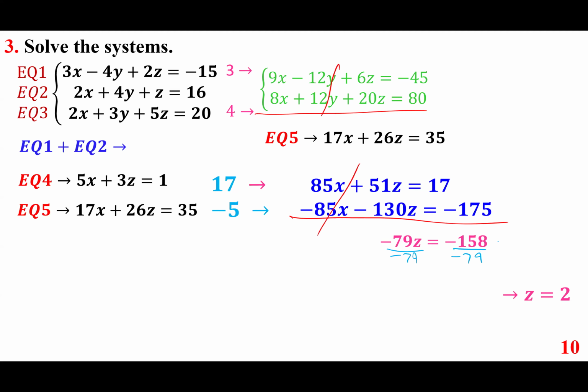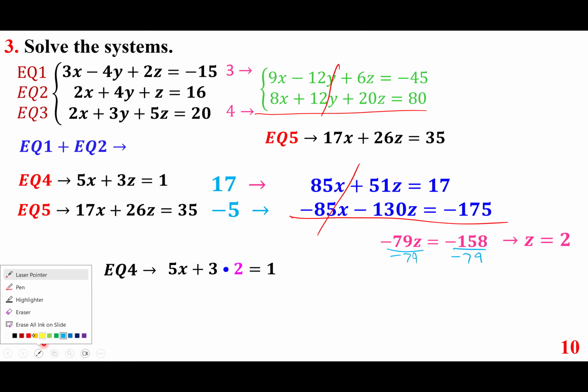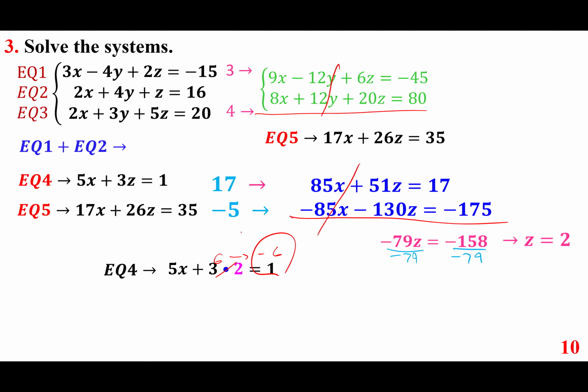And z becomes 2. Now, you have to go back to either equation 4 or 5. For example, equation 4, 5x plus 3 times 2 equals 1. So this is 6. Take it to the other side, becomes negative 5. Divided by 5, you get negative 1.